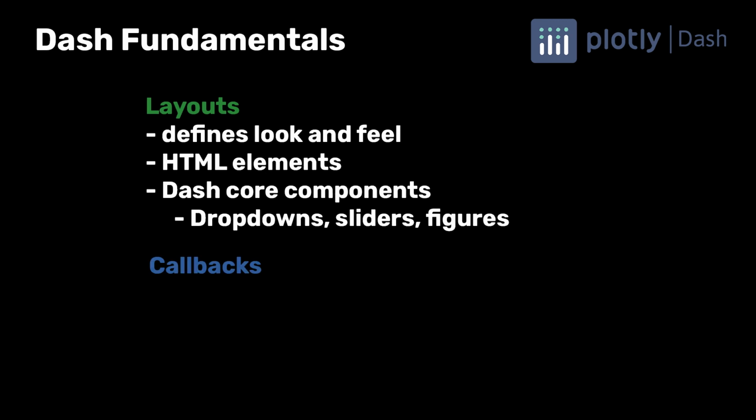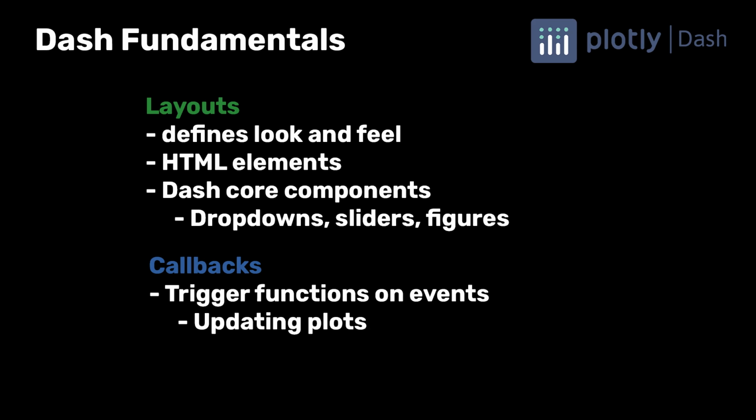Layouts simply describe the look and feel of the apps. Dash HTML components allow us to create and style basic HTML content like headings, body text, and images. Dash core components allow us to create interactive elements like the plots, drop-downs, sliders, and so on. Callbacks are used to make the dashboard interactive. We can create functions which are triggered on events, such as changing selection on a drop-down.